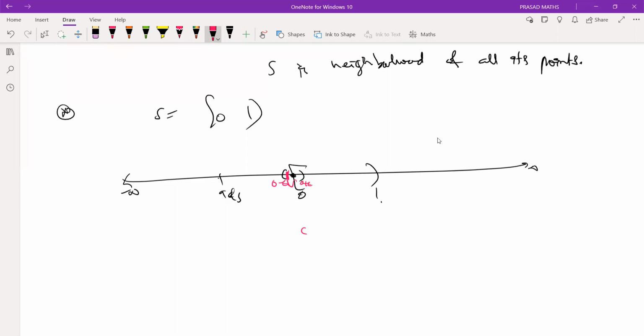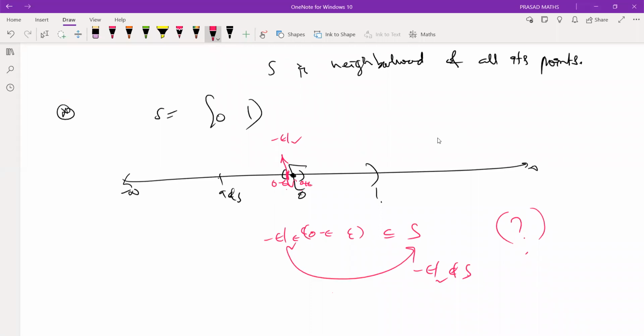What is the neighborhood here? 0 minus epsilon, 0 plus epsilon. Is it contained in the set? No, right, sir. I'm going to take the midpoint of 0 and minus epsilon. What is the midpoint of 0 and minus epsilon? Minus epsilon by 2. Minus epsilon by 2 is in the neighborhood of the point, but minus epsilon by 2 is not contained in the set, because S contains only positive real numbers, including 0. Therefore, we get a contradiction, since no such neighborhood exists. So S is not a neighborhood of 0.